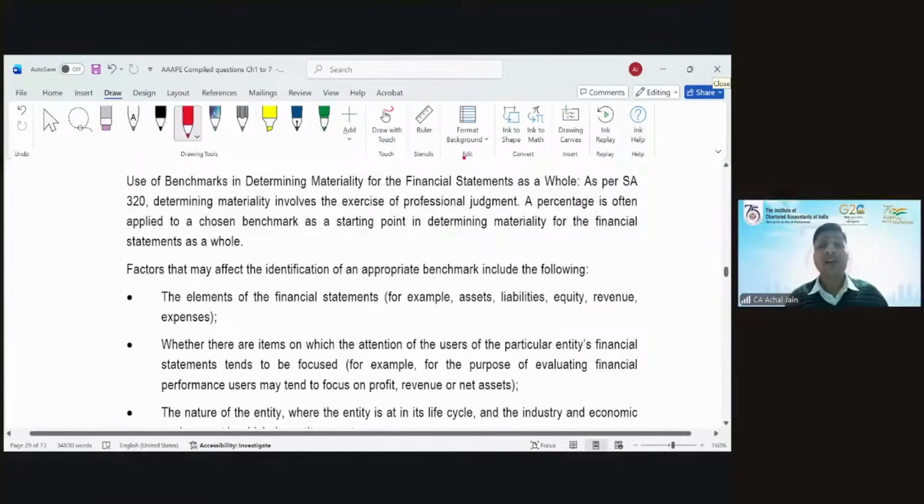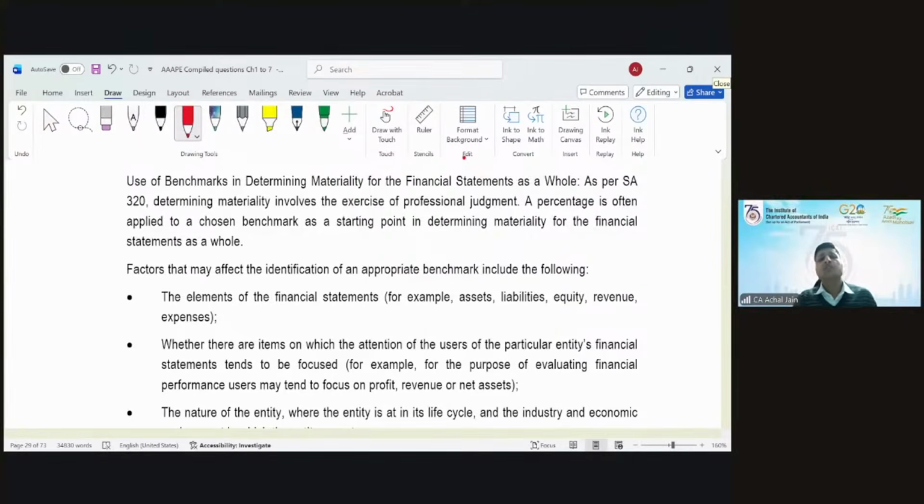Use of benchmarks in determining materiality for the financial statements as a whole. So what is that? We have SA 320, which talks about it. As per SA 320, determining materiality involves exercise of professional judgment. I think this is the most important consideration. It's a matter of judgment. That's the first point we need to consider.